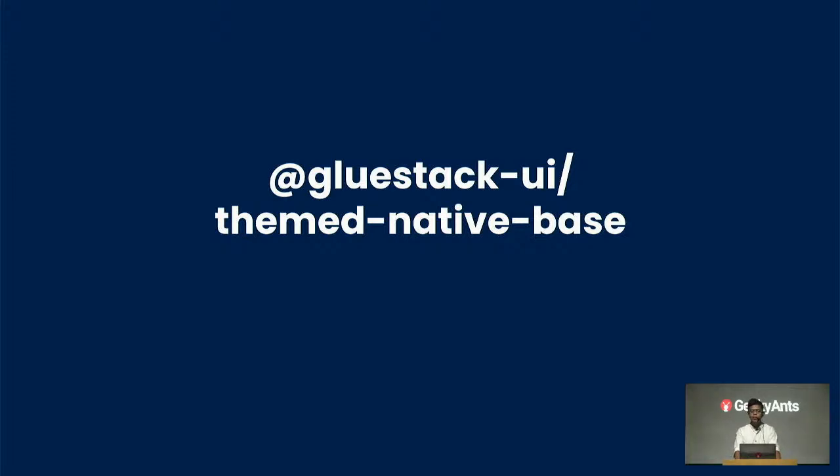If you want to use the same code of native base right now with the performance enhancement of gluestack-ui, you just need to install npm i gluestack-ui/theme-native-base, or yarn add, whichever you prefer, and then just change the import name from native base to gluestack-ui theme native base. It will look the same, it will feel the same, everything will be there. So this will be a drop-in replacement for that.